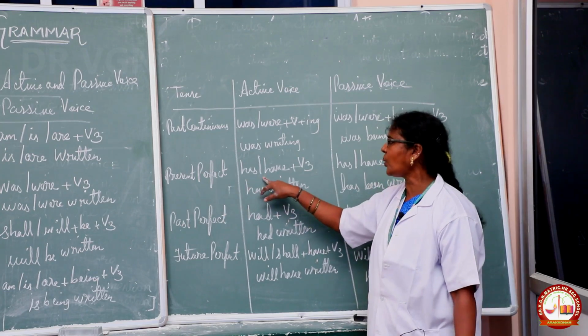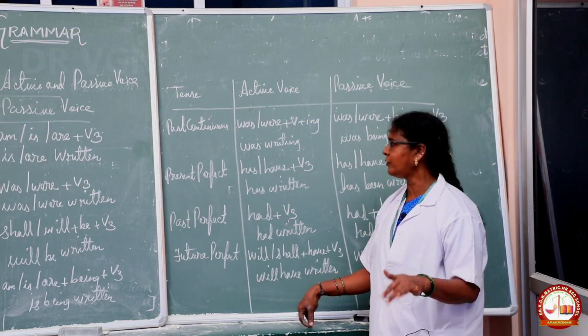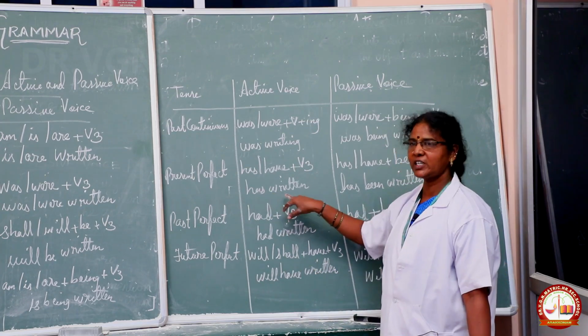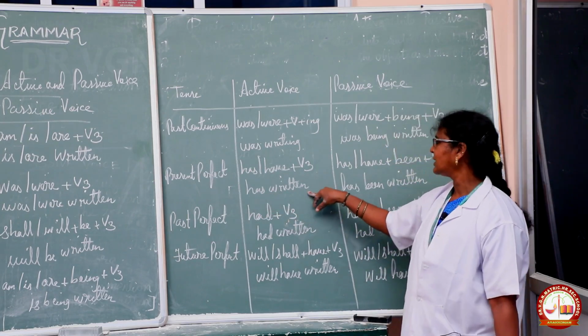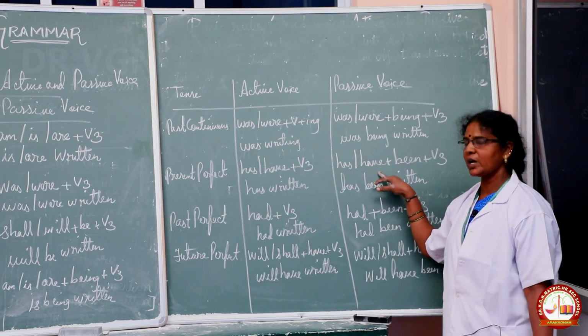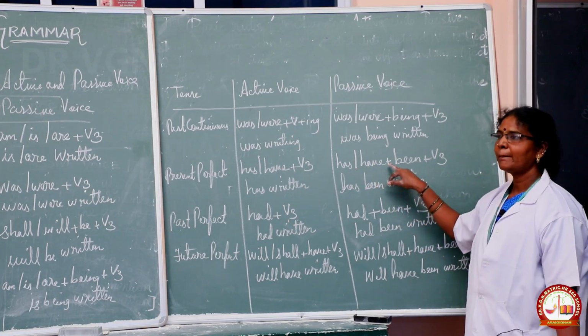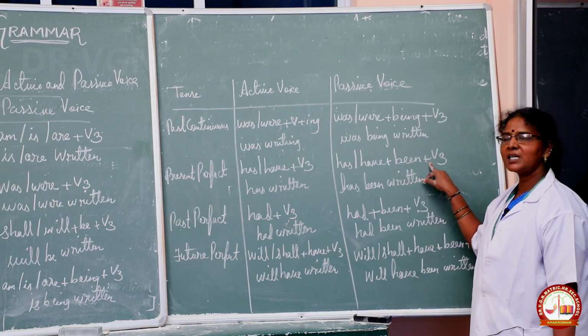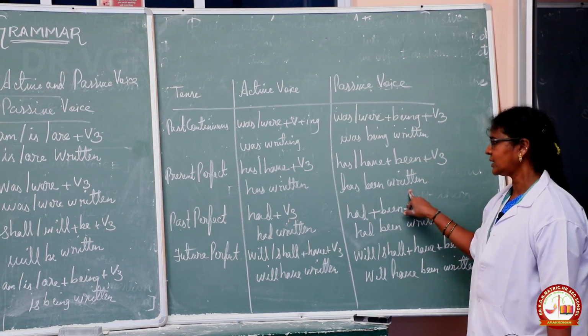Next one is present perfect tense. In active voice in present perfect, for example, I have finished my work. So there is has/have written. I have written, the subject, like that. In passive voice, it changes to has/have plus been plus V3. That means has been written.